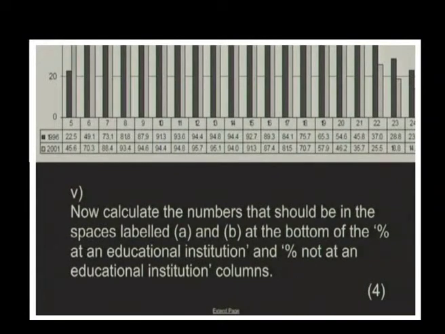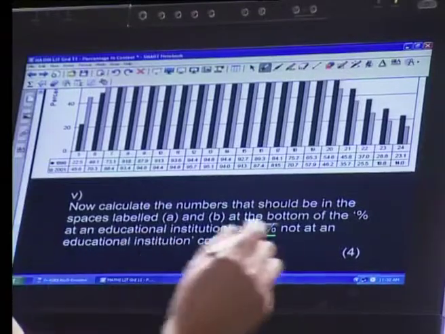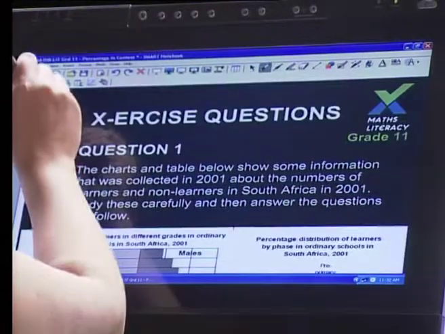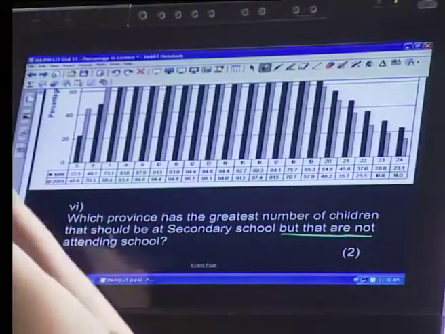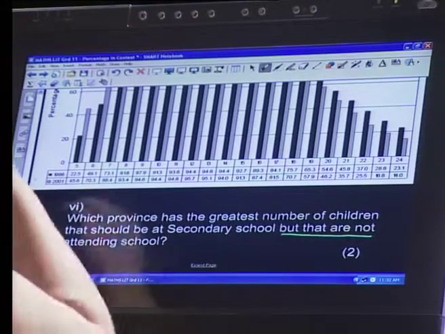Now calculate the number that should be in the spaces labeled A and B. I've already discussed that with you. Don't add them up. You're going to have to work out the percentage. And next part of the question, which province has the greatest number of children that should be at secondary school but that are not attending school? Purely looking at the numbers. Go through the provinces and decide which one has the most number of school children that aren't attending school, and then carry on and finish the question.